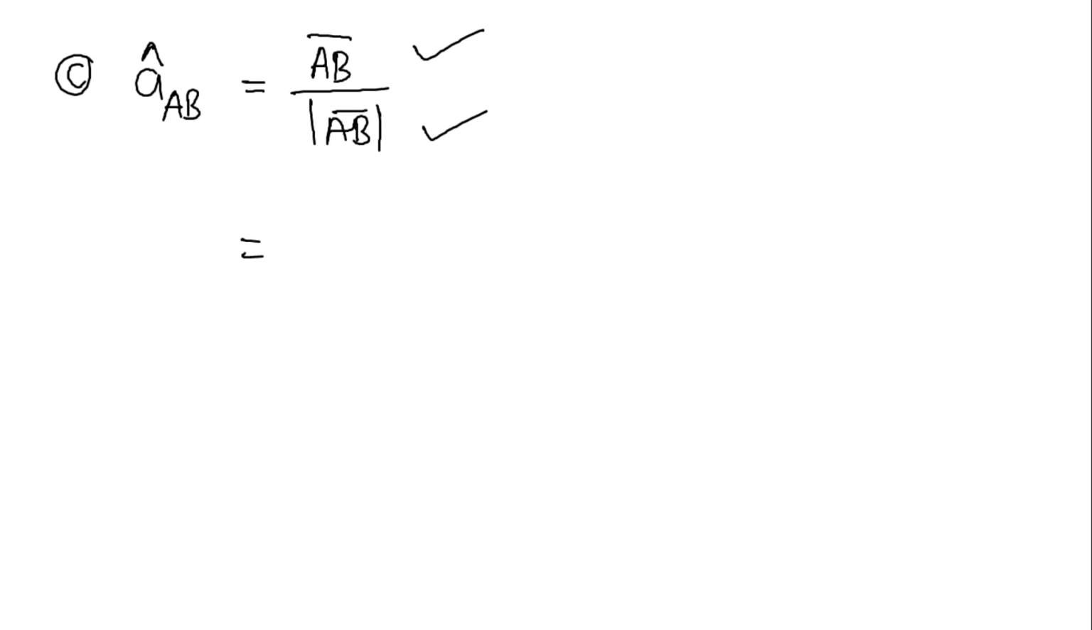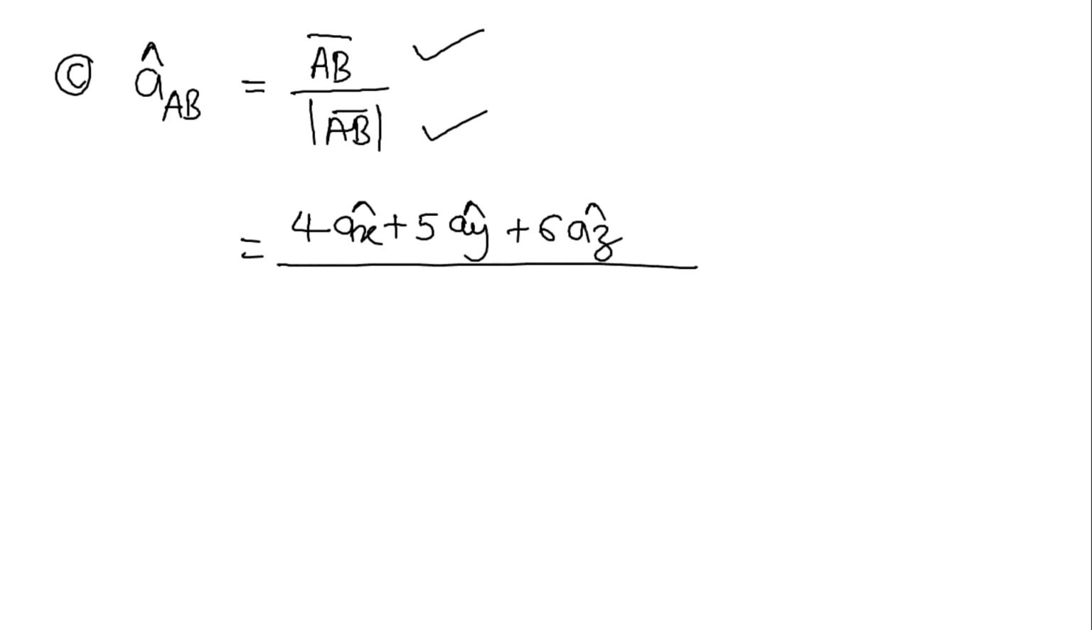So the answers from the previous parts A and B, we can make use of to substitute for the corresponding numerator and denominator here. So the numerator will be 4 times ax cap added by 5 times ay cap, finally added by 6 times az cap, and this is all divided by square root of 77. Either you use or you can make use of the value 8.7750. Now here we have the coefficients 4, 5 and 6. All you need is to get them divided by square root of 77 as shown here.